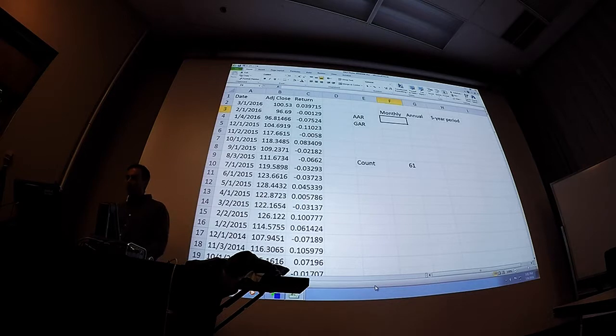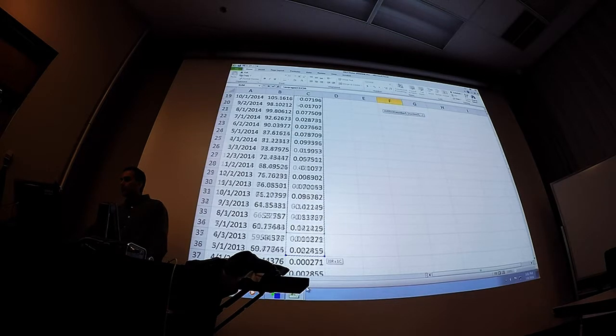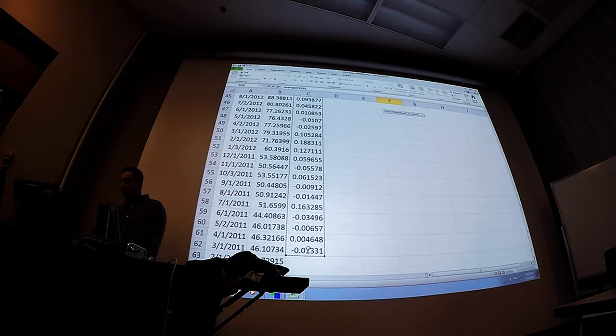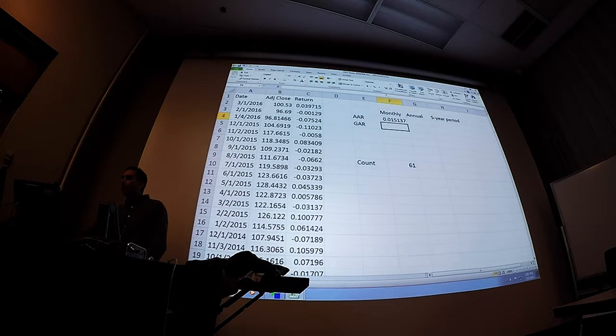To get the average return, there's the average function in Excel. If I just do equals average, and then I highlight all those returns, that's going to be the average monthly return. I'll do it as a percentage. So the average monthly return for Apple over this 61-month period was 1.51% per month.